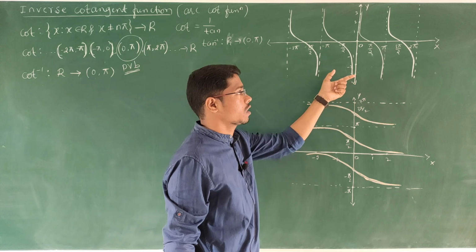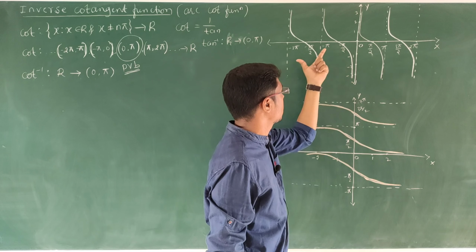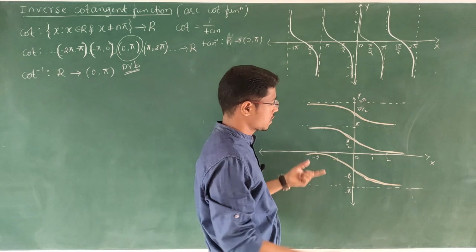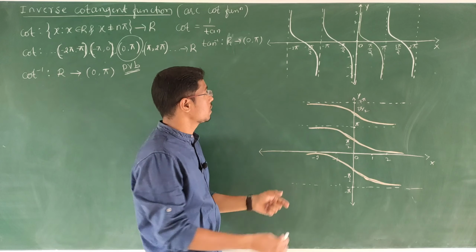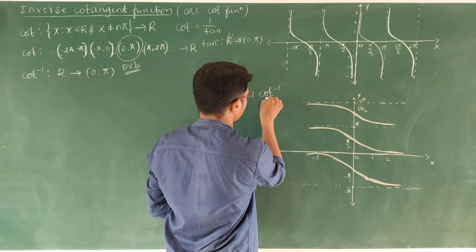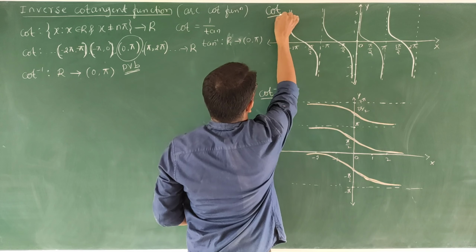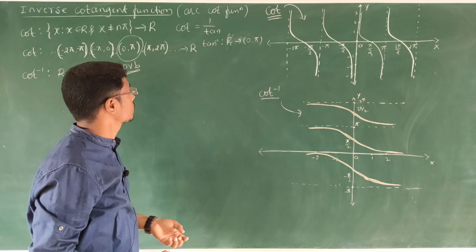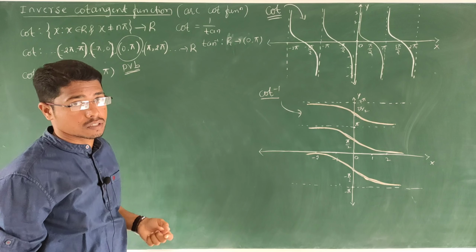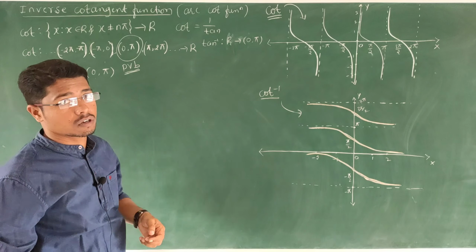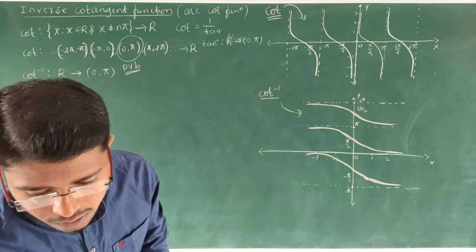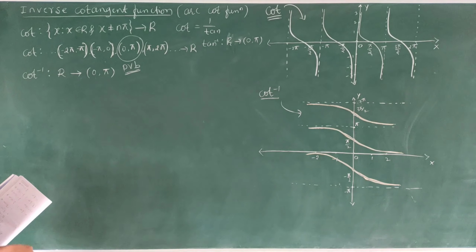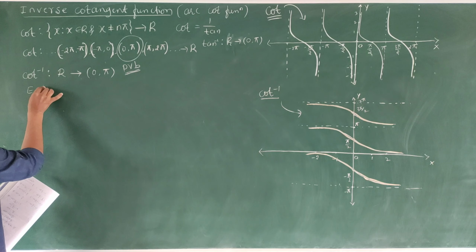Its graph is obtained by just interchanging the values of the x and y axes. The pi's are on the x-axis here and on the y-axis there, and 1, 2, 3 on the y-axis here and on the x-axis there. So just draw the graph and it will become cot inverse. This is the cot graph, and this is the cot inverse graph. What is the definition of cot inverse? It is from R to the open interval 0 to pi. So let us see some examples of the cot inverse function.